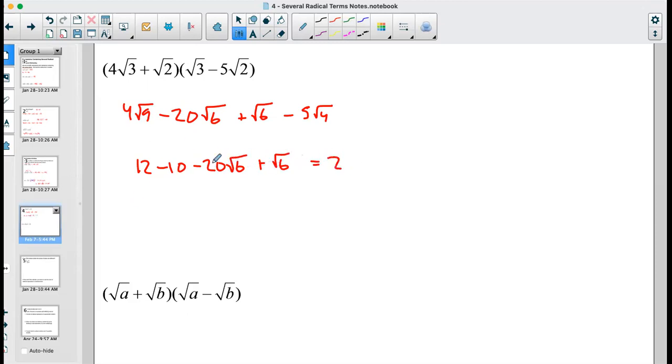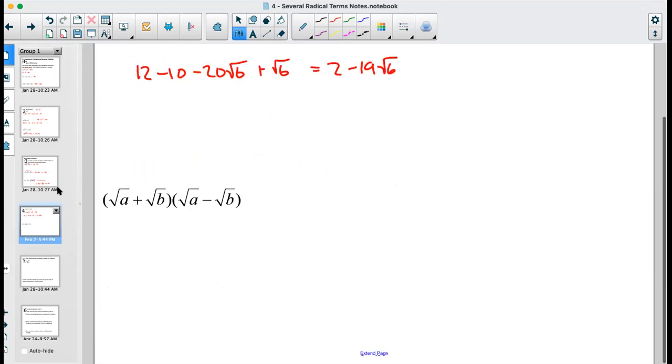And our rule before said if you were adding and subtracting these things, as long as the radical part was exactly the same, we can add the numbers in front. Here they're both root 6, so I can do negative 20 plus 1 is negative 19 root 6. And that's what this one turns into. That looks right. Okay.